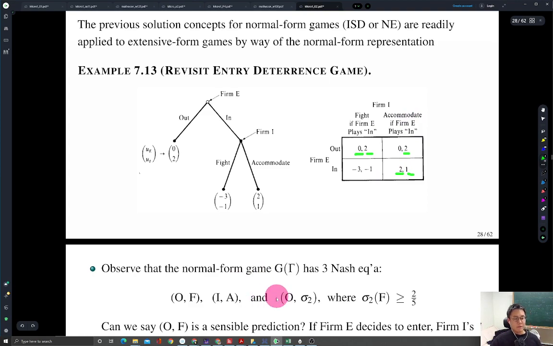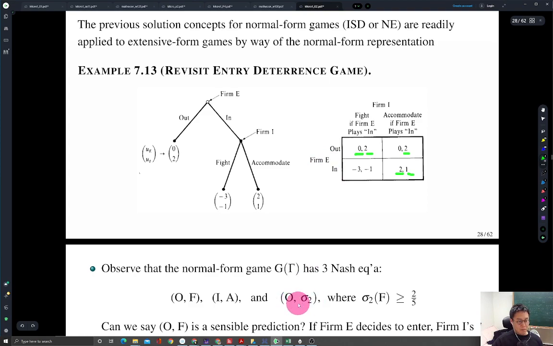And additionally, we have a set of mixed strategy Nash equilibria where the second player, the incumbent, puts weight on fight of more than 2/5. As long as this weight is more than 2/5, the entrant responds by choosing out.